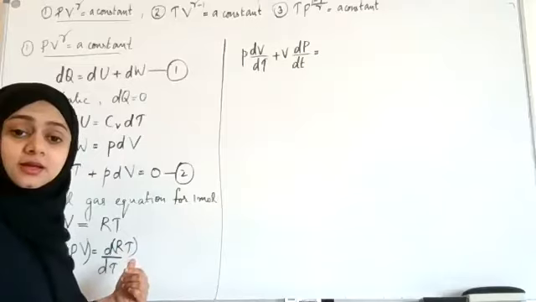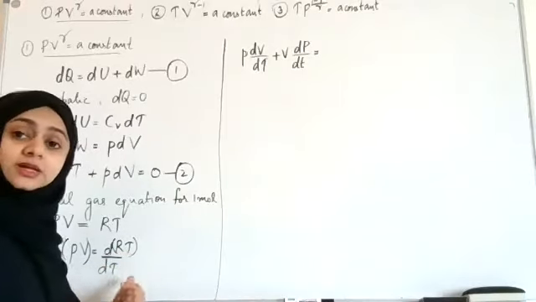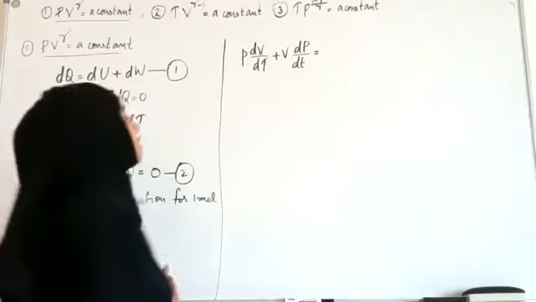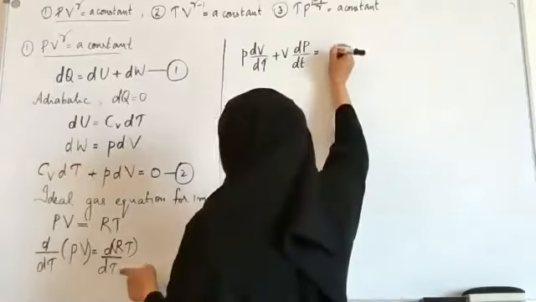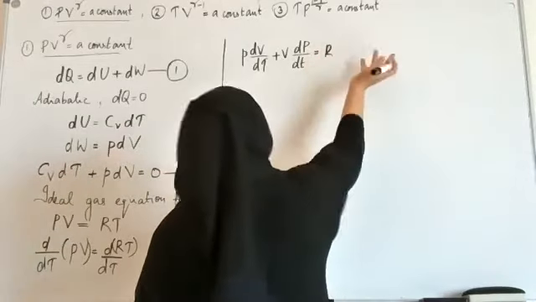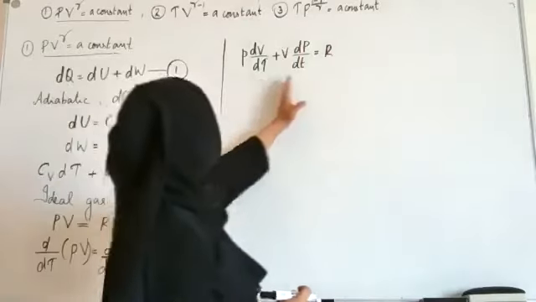dT by dT. If R is taken out, it will be dT by dT. What is dT by dT? 1. So I can put it as equal to R into dT by dT, which is 1. So it becomes just R. So I have got it here.